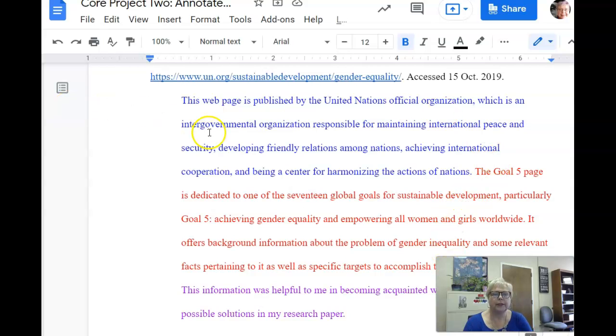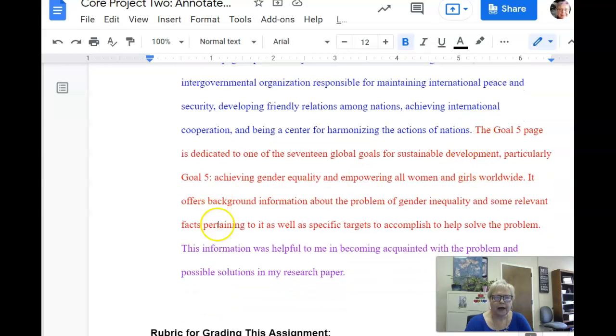And it will cover 3 points. This web page is published by the United Nations official organization, which is an intergovernmental organization responsible for maintaining international peace and security, developing friendly relations among nations, achieving international cooperation, and being a center for harmonizing the actions of nations. And then Goal 5 page, which is the sample, of course, that I worked on and did for you, is dedicated to one of the 17 global goals for sustainable development, particularly Goal 5, and I quoted what Goal 5 says.